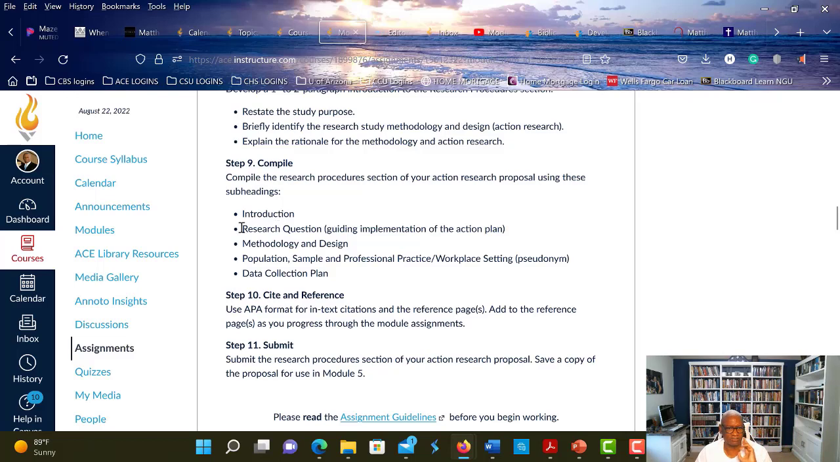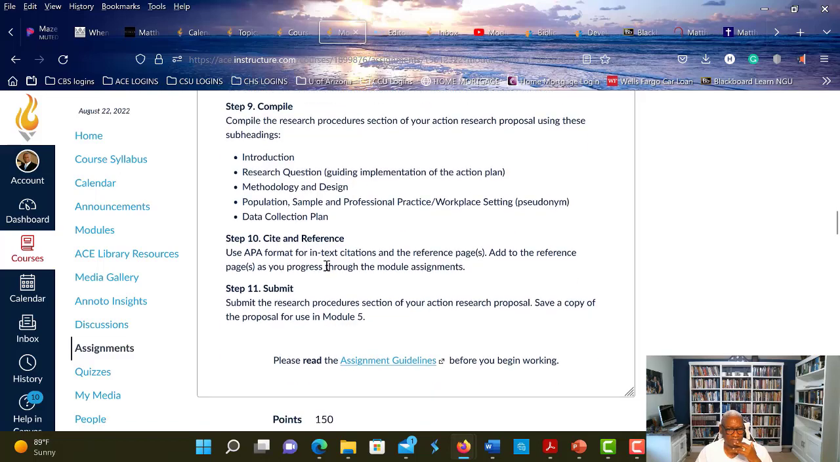Each one of these is a heading. No, you do not put bullets next to them. They just put it in here for the instructions. Remember, your headings are centered, upper and lowercase, bold. First level headings. You're using all first level headings right here. There are no second level headings. And again, APA style formatting.